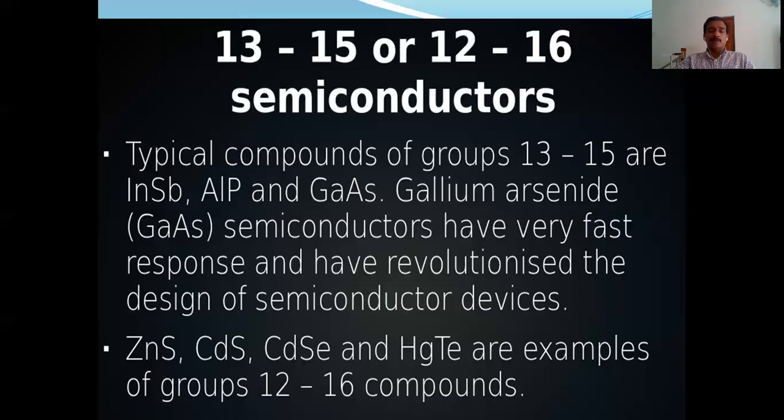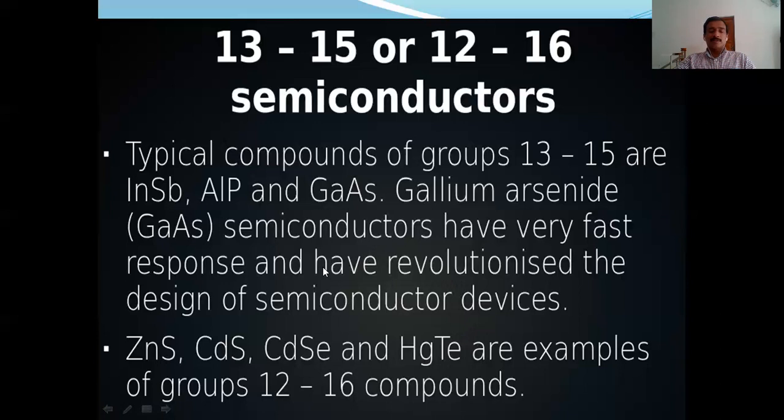And in the case of 12-16, usual compounds are zinc sulfide, cadmium sulfide, cadmium selenide, and mercuric telluride. All these are examples of group 12-16 compounds. They also have semiconductor properties.